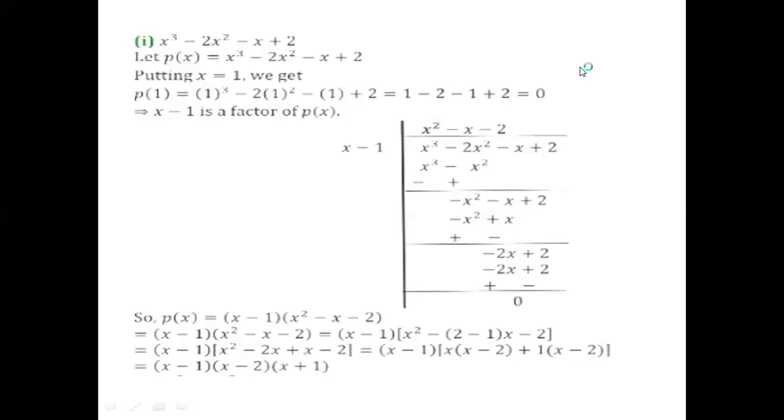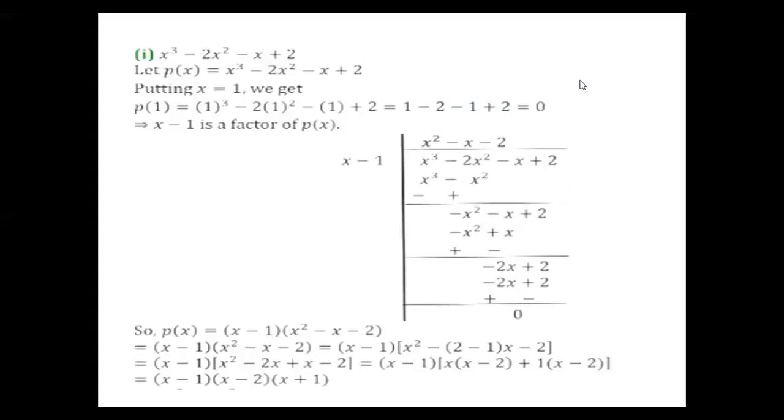Now, as you could see over here, I put the value of x is equal to 1 and the remainder happens to be 0. So what can I conclude from this? That x minus 1 is a factor. So in the very first step, you have found one of the factors by the trial and error method. That is putting the different values one by one.